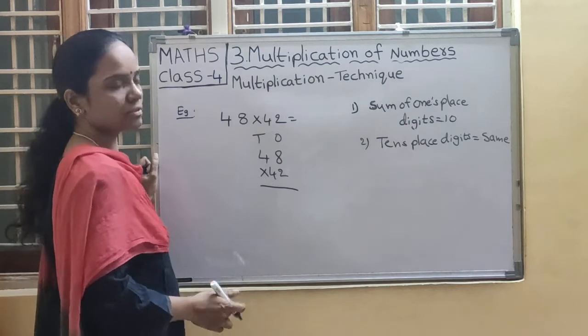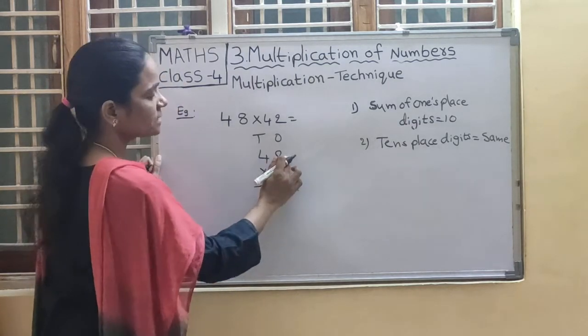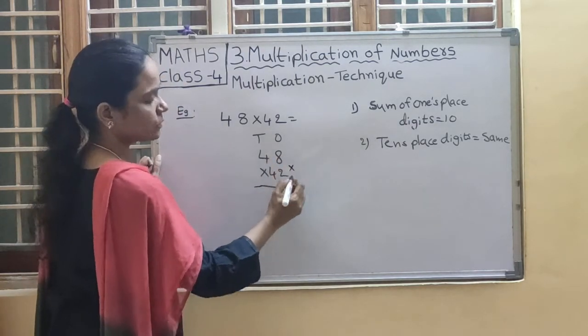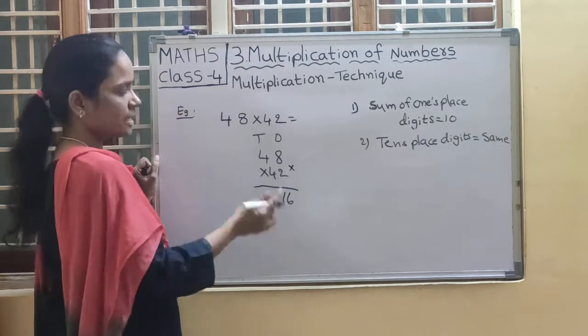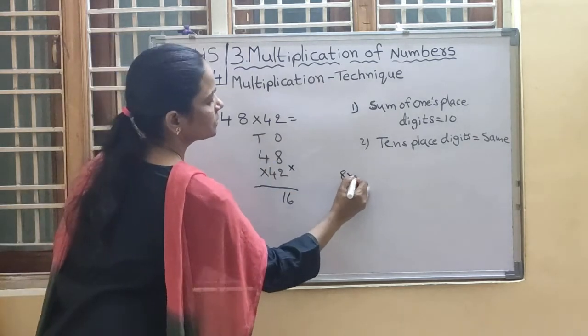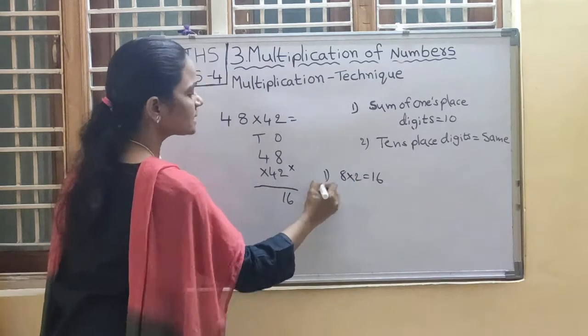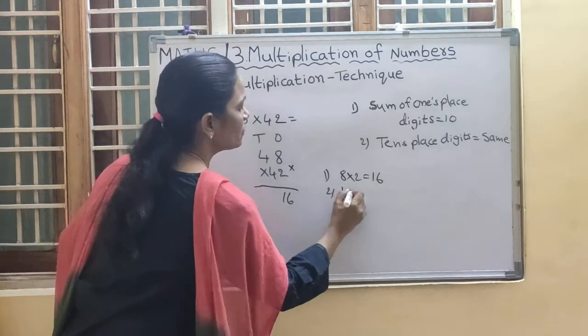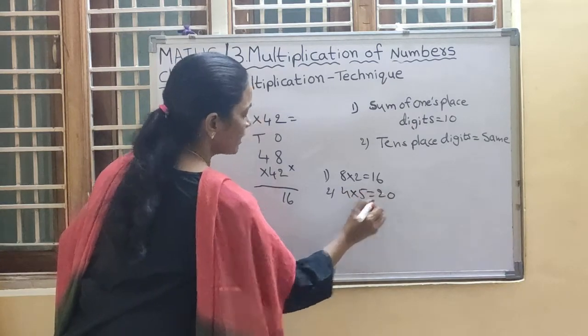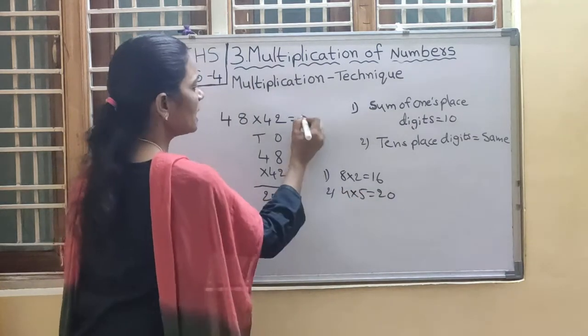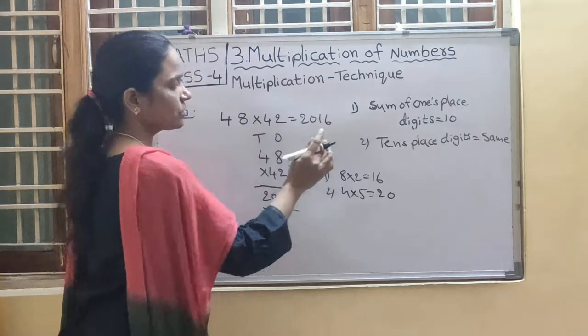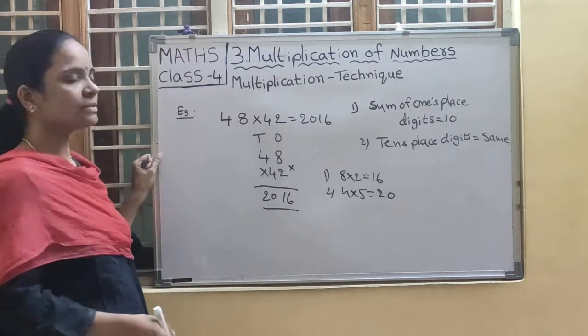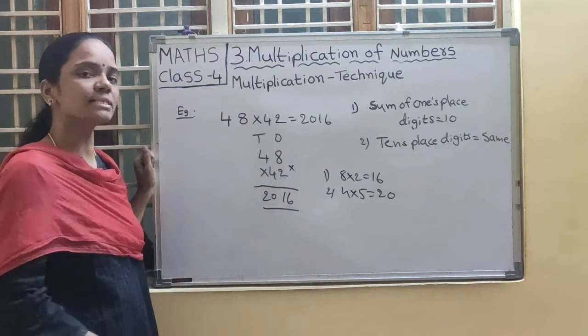So how to write the answer? First we take multiplication. 8 2s are 16. 8 into 2, 8 2s are 16. Second step, what is 4's after number? 5. So 4 into 5. 4 5s are 20. So write down 20. This is the product. 2016. Using the technique, we will solve the multiplications in this way.